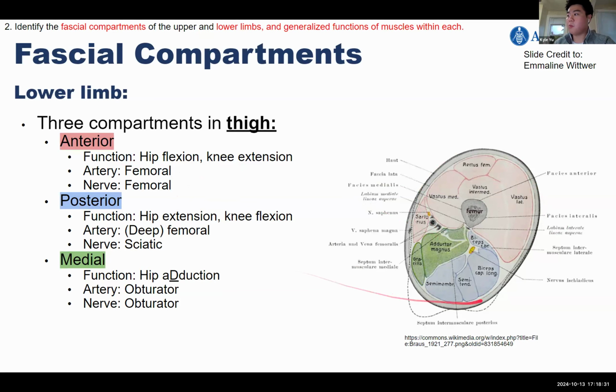Next, we have the posterior compartment, which is here in blue, and this is going to be responsible for hip extension and knee flexion. It's going to be supplied by the deep femoral artery and the sciatic nerve. And lastly, we have a third compartment. This time it's the medial compartment, so it's going to be on the inside of the thigh. And this is going to be responsible for hip adduction, and it's supplied by the obturator artery and nerve.